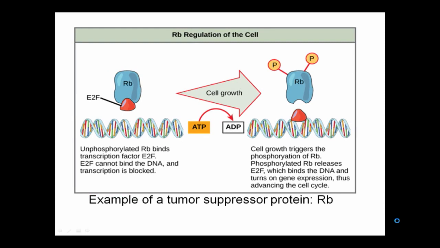So, example of how a tumor suppressor protein is going to work. This particular transcription factor, E2F, cannot bind to the DNA, and so transcription will not take place. If RB gets phosphorylated and releases the transcription factor, it's going to trigger production of a protein that's going to catalyze and advance the cell cycle.